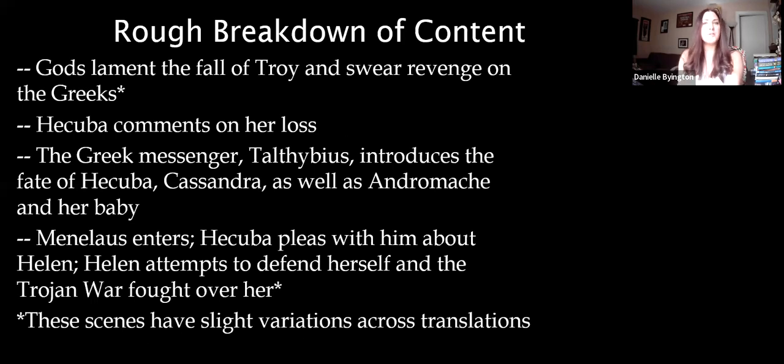the context of what Poseidon and Athena are discussing there in the beginning of the play, if you remember back in the Iliad, well, all the way back to the judgment of Paris, Athena was on the Greek side because Paris shunned her. Paris didn't pick her as the fairest goddess of all, right? So from that point on, she really has it out for the Trojans because she wasn't the fairest one of all, and so she's bitter.